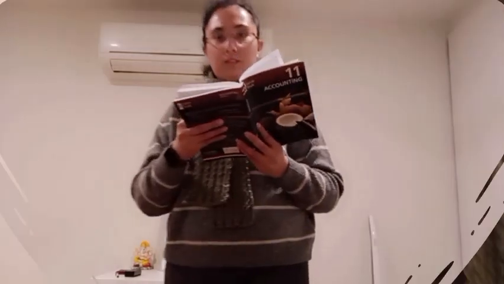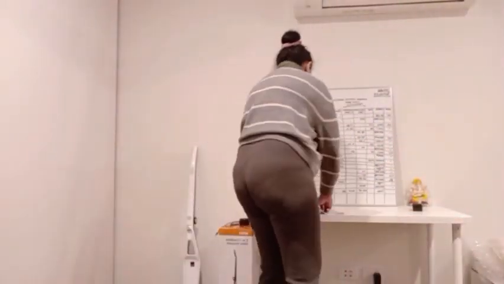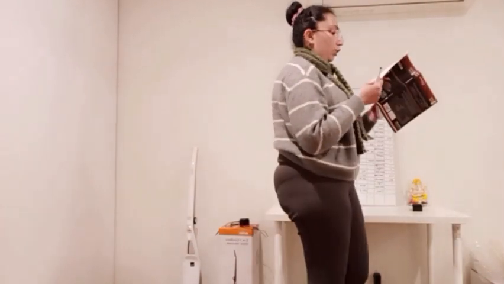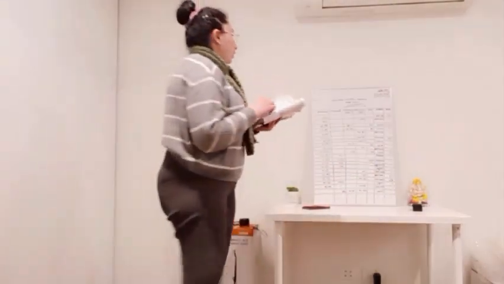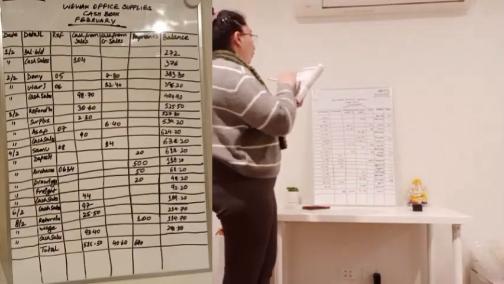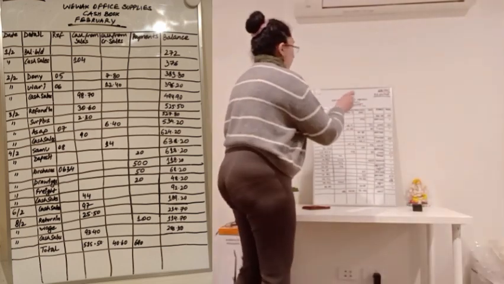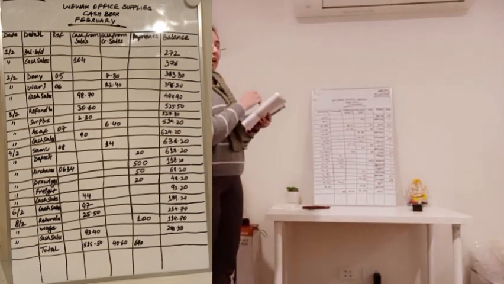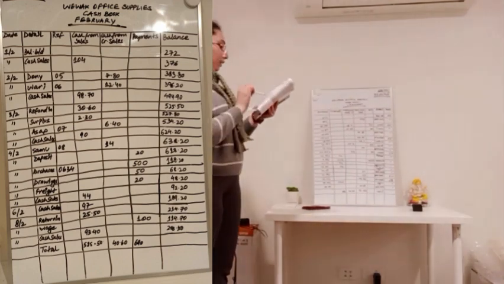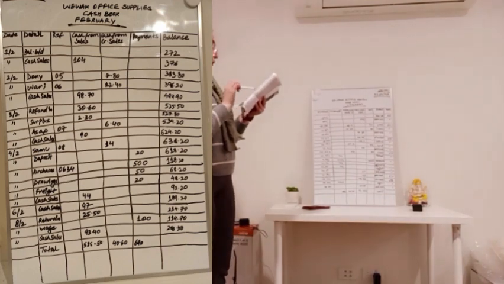Alright guys, this is question number 7, which is to prepare a cash book from the transactions given. So it's the first time we will be making a cash book from scratch. So let's begin. First we have to draw the pro forma of the cash book, which is date, detail, reference, cash from sales, cash from credit sales, payments and balance, and also the heading. WeWork office supplies cash book, February.